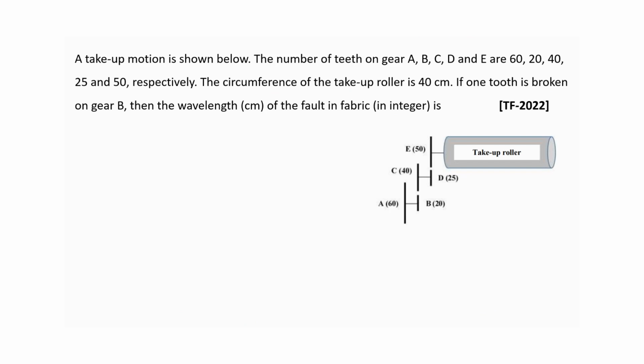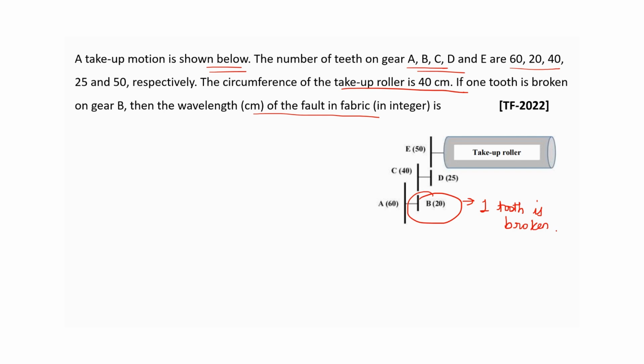In this question it is said that a take-up motion is shown below. The number of teeth on gears A, B, C, D and E are 60, 20, 40, 25 and 50 respectively. The circumference of the take-up roller is 40 centimeter. If one tooth is broken on gear B, then the wavelength of the fault in the fabric, in integers, is asked. One tooth is broken here.